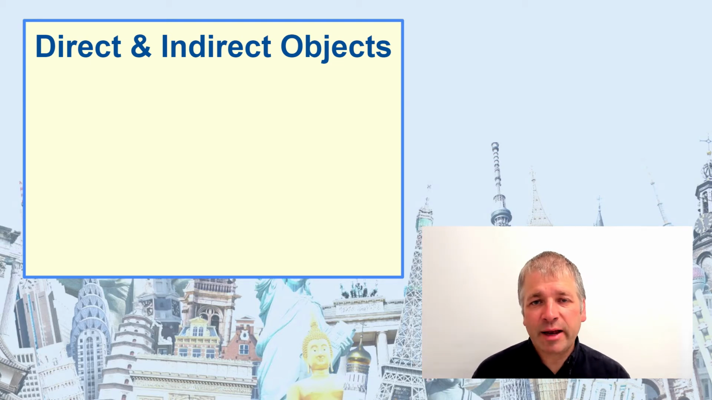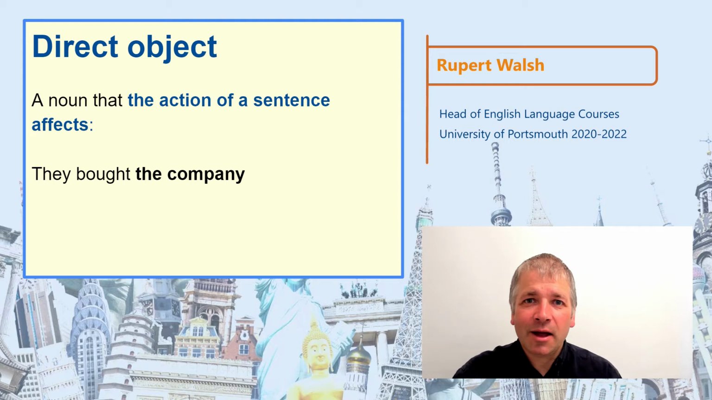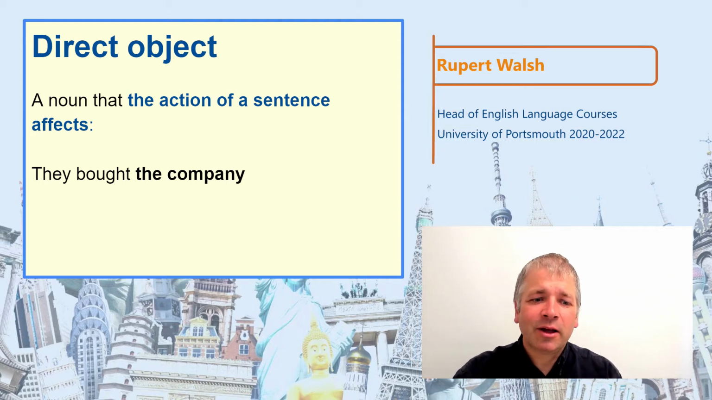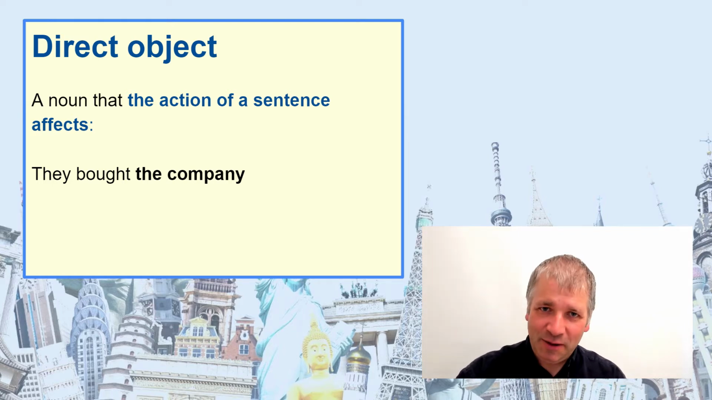To make an English sentence, we need to know what an object is. But there are two types of object, direct and indirect. With a direct object, we have a noun that the action of a sentence affects. They bought the company, for example.